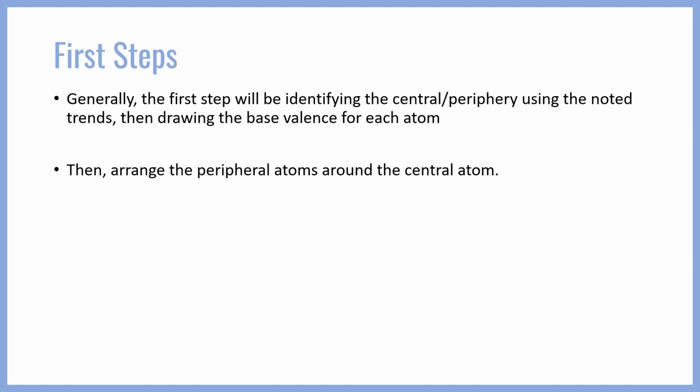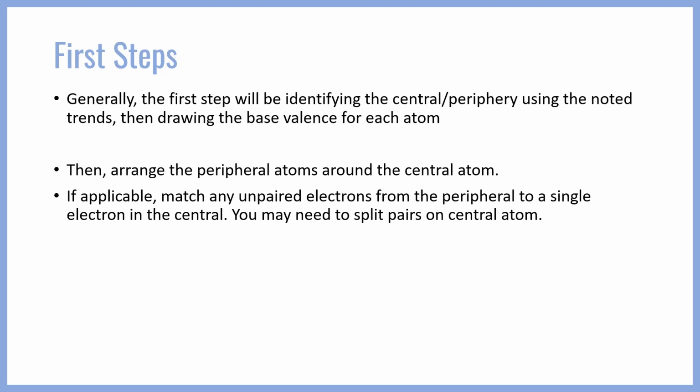If it's applicable, though, you want to immediately match up any unpaired electrons from the peripheral atoms to a single electron in the central atom, whether or not it's paired. You may need to split the pairs on a central atom, in fact, in order to match unpaired electrons. So what does this all mean? So let's go ahead and look at the example of ammonia.